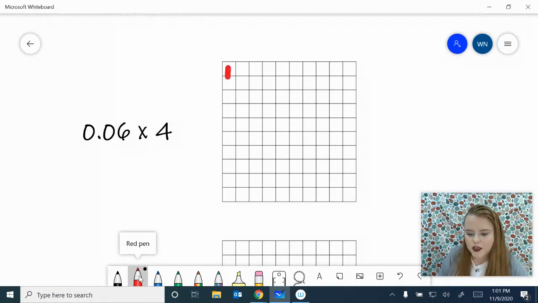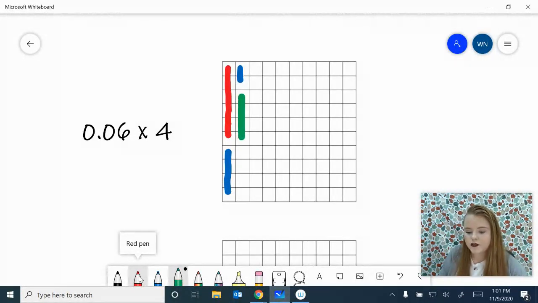All right, so 1, 2, 3, 4, 5, 6. There's 1. I'm going to change colors to make it a little bit easier to see how many times we've counted 6 hundredths. 1, 2, 3, 4, 5, 6. Let's keep going. That's 3 times. So we've counted 6 hundredths 4 times. So we have to figure out what our answer is.